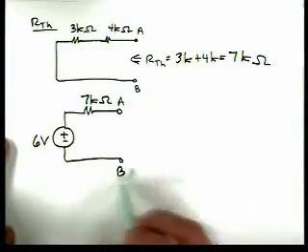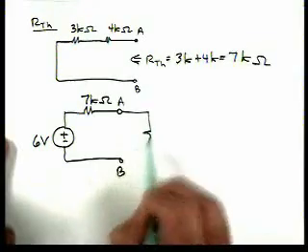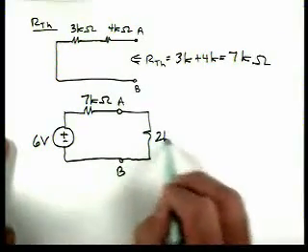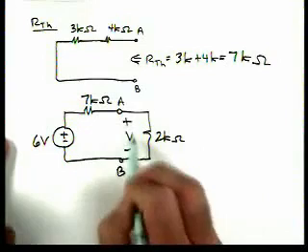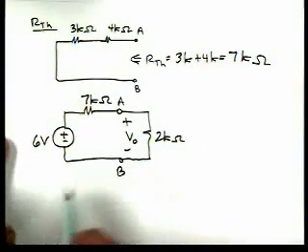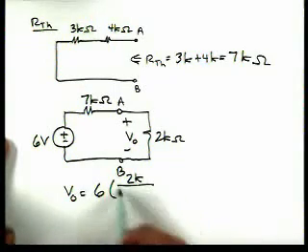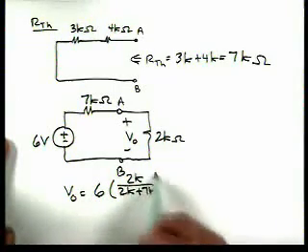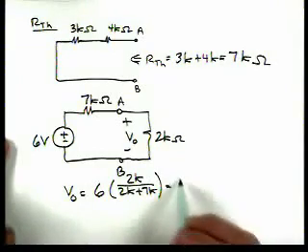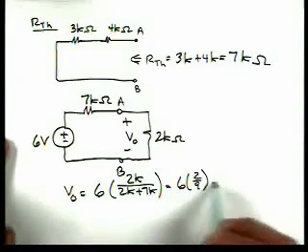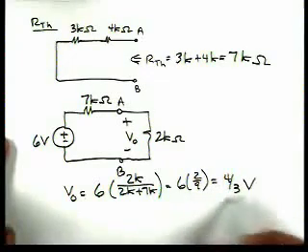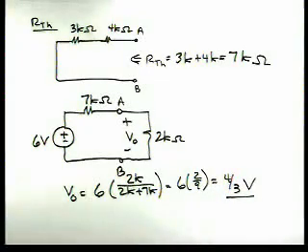Now we hook our 2 kilo ohm load back up, and we solve for V0 by voltage division. V0 is 6 times 2K over 2K plus 7K, and that's 6 times 2/9, which is 4/3 of a volt. Now we were also asked to find V0 using Norton's theorem.